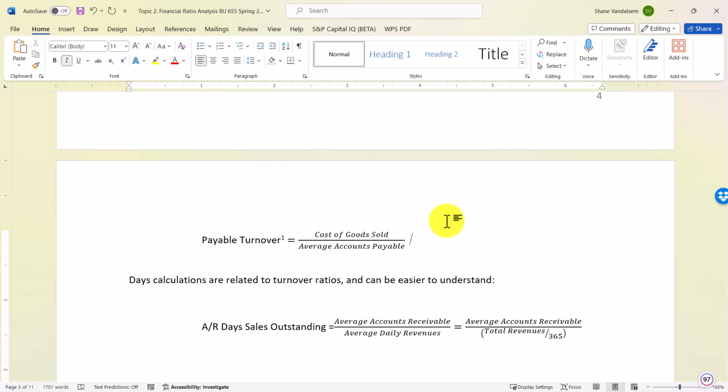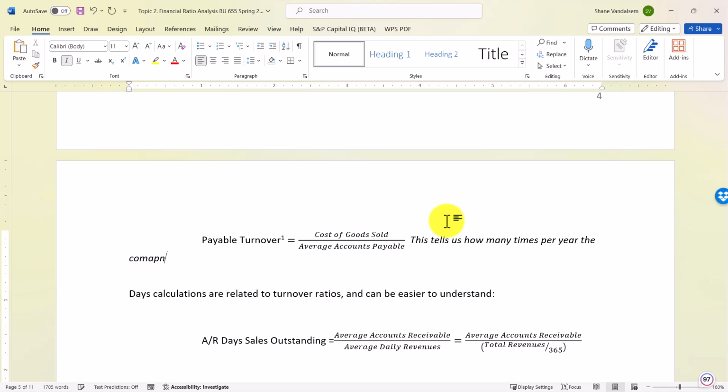So pays off its accounts payable. And really what we're looking at here is how fast that they get paid.